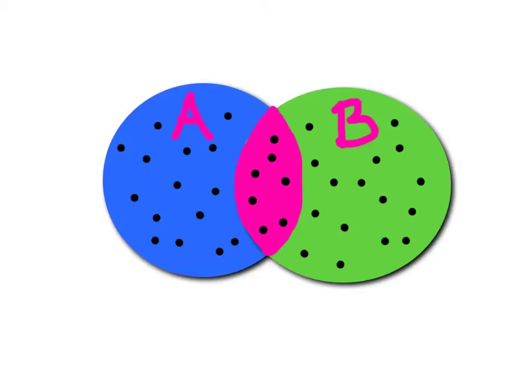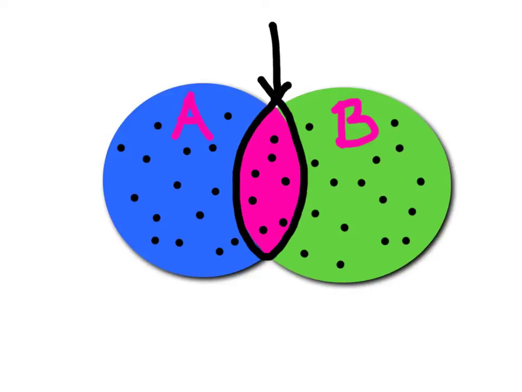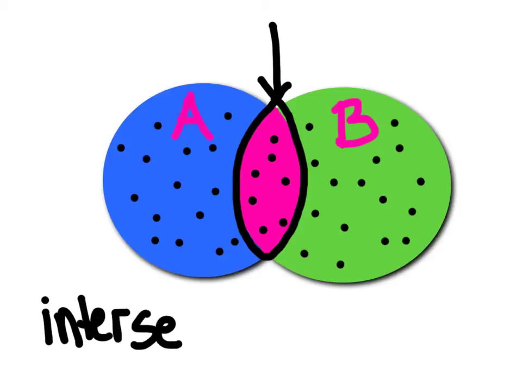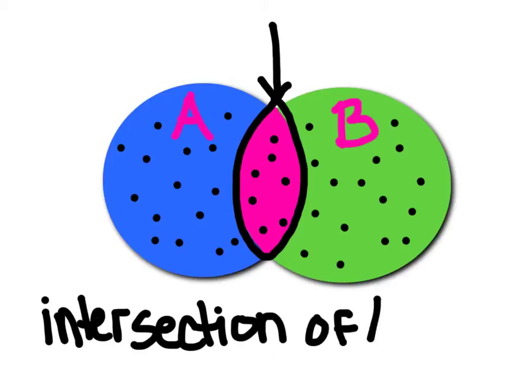So I colored this part in the middle hot pink, and this part is called the intersection. Just the pink part, intersection of A and B. Should be obvious. Alright, so all of the points that are in this pink part, they're in both A and B. That's all of the kids that are smart and cool.